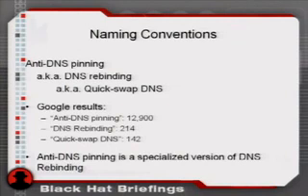Now, to set some terminology real quick, you sometimes hear anti-DNS pinning referred to as DNS rebinding attacks, or even more rarely as quick swap DNS attacks. A quick Google search shows that anti-DNS pinning is the most common term, but strictly speaking, DNS rebinding refers to a broader category of attack, and anti-DNS pinning is a specialized form of that. I'll be touching on some other forms of DNS rebinding, but the bulk of my presentation and the demonstrations will be on actual anti-DNS pinning.